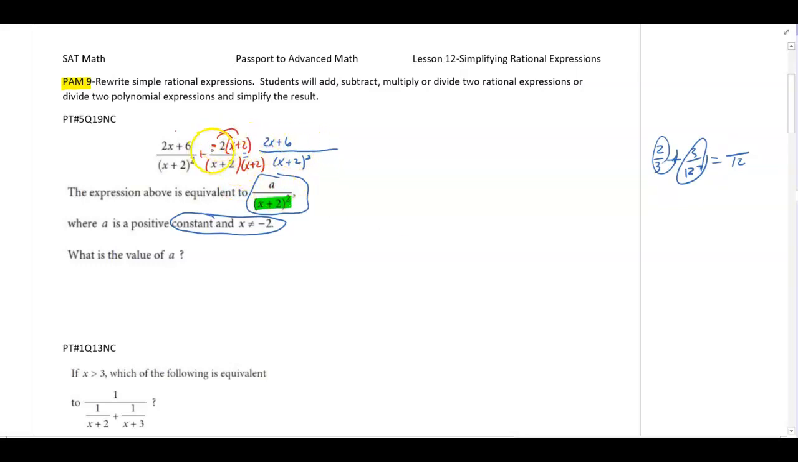Now when I distribute, negative 2 times x is negative 2x, negative 2 times 2 is minus 4, and now when I simplify the numerator, 2x minus 2x, the x's eliminate, 6 minus 4 is 2 over x plus 2 all squared. So what's in the place of a? 2. And that would be the number you bubble in. Okay. Next one.